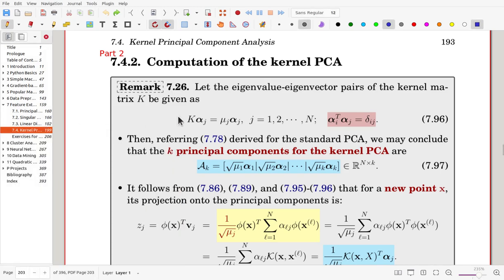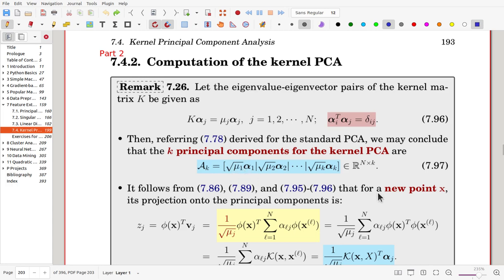First, we have to find the eigenvector pairs of the kernel matrix K. Now the alpha j are normalized. This is the usual output from Python eigenvector computation. Then we may conclude that the first k principal components for the kernel PCA are the collection of those alpha j scaled by the square root of the eigenvalue.